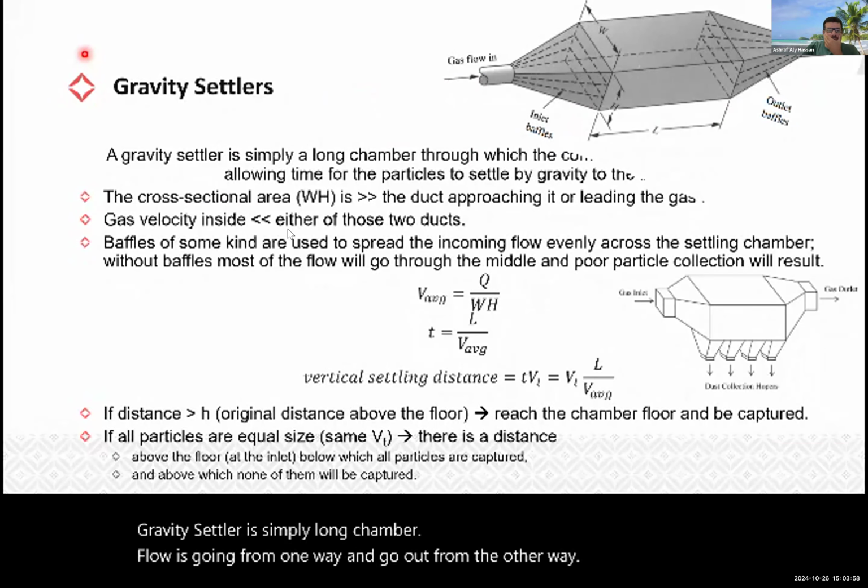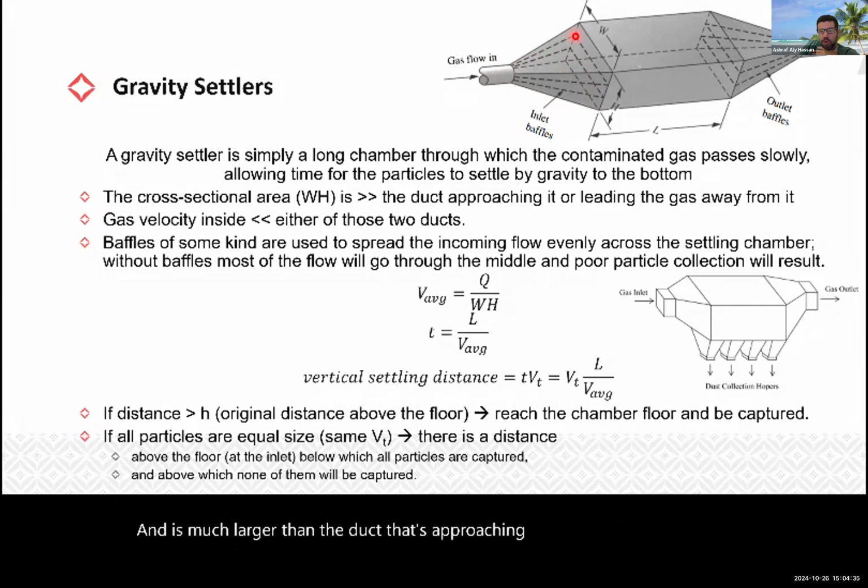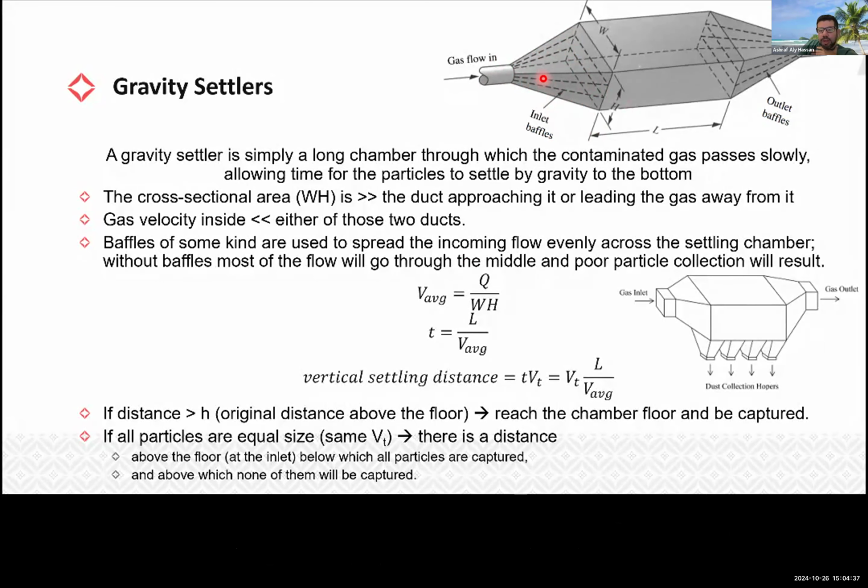The cross-section area is W times H and is much larger than the duct that's approaching it. See this? So this is the duct approaching it, so small, and it keeps getting larger until it reaches the chamber where actually the magic happens. So the gas velocity inside the chamber is much less than in either of the two ducts because they are smaller.